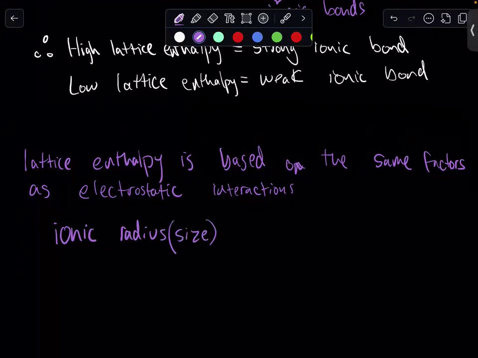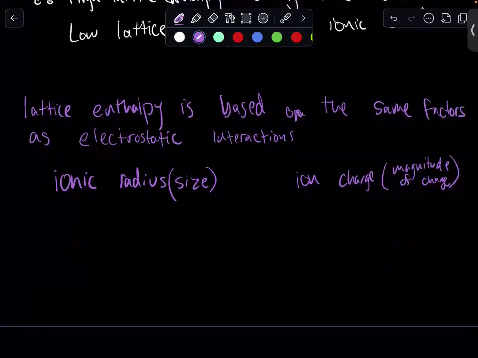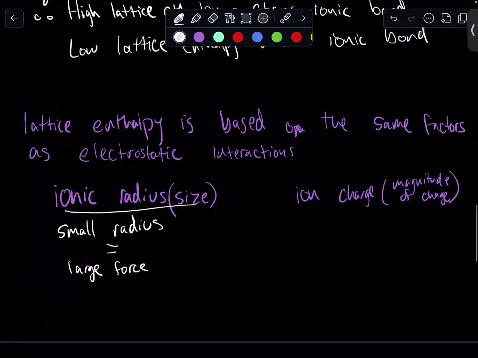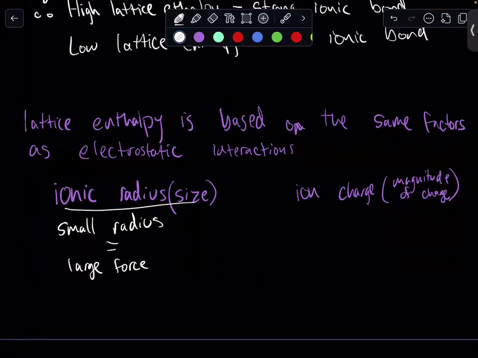And we could also talk about ion charge, which is the magnitude of charge. So when we look at ionic radius, a small radius would equal a large force. So a large electrostatic force, because the ions are smaller, they can get closer together and therefore have a stronger attractive force than two very large ions.